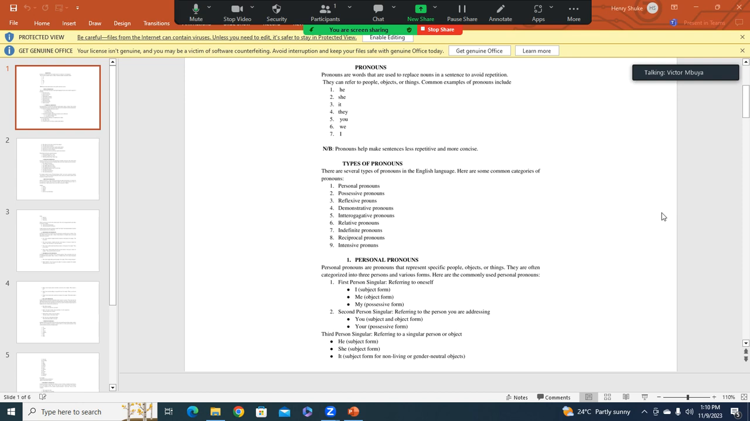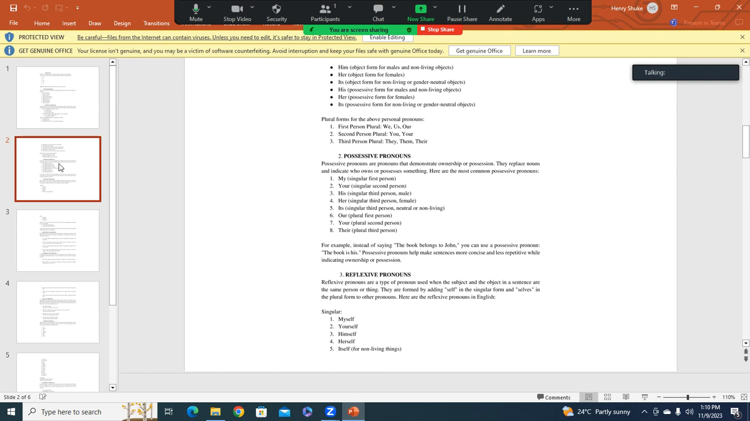Then third person singular is referring to a singular person or object. We have he, which refers to the subject form. We have she, which refers to the subject form of a female. Then we have it, which refers to the subject form for non-living or gender neutral objects. We have him, which refers to the object form for males and non-living objects. We have her, which refers to the object form for females. We have it, which refers to the object form for non-living or gender neutral objects.